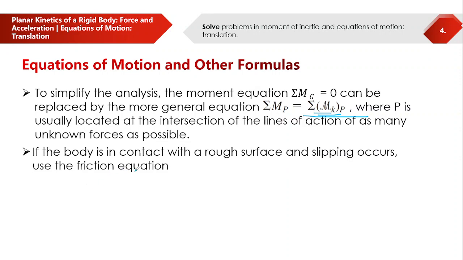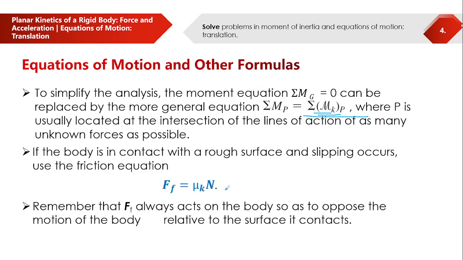So if the body is in contact with the rough surface and slight slipping occurs, use the friction equation. Friction force is equal to mu sub k, or the kinetic coefficient of friction, times the normal force. Then you can solve for the friction force. Again, the normal force is just the opposite of your weight. So you can solve for your friction force.